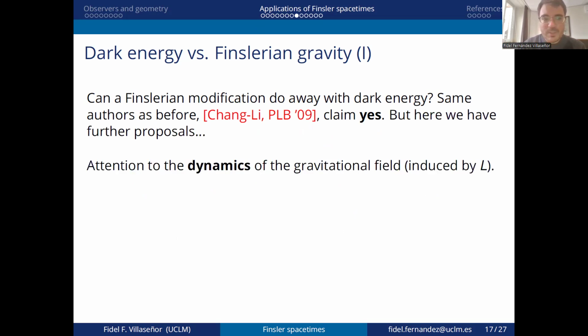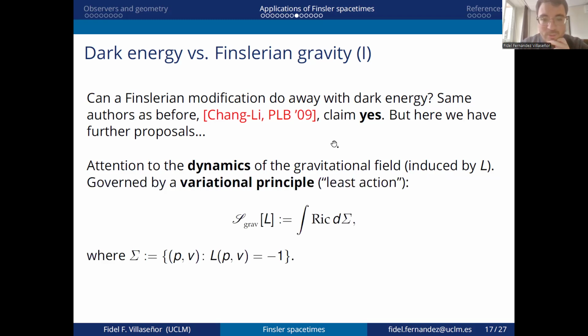But in order to understand these further proposals, we will need to start to pay attention to the dynamics of the gravitational field. What's really the law that governs the gravitational field in this Finslerian theory? Well, first of all, in the simpler theory, the gravitational field is completely determined by the metric L, and for the law that governs it, one postulates a variational principle. So to make this simple, one postulates that the true gravitational field is the one that makes the least action, one that minimizes more or less this action.